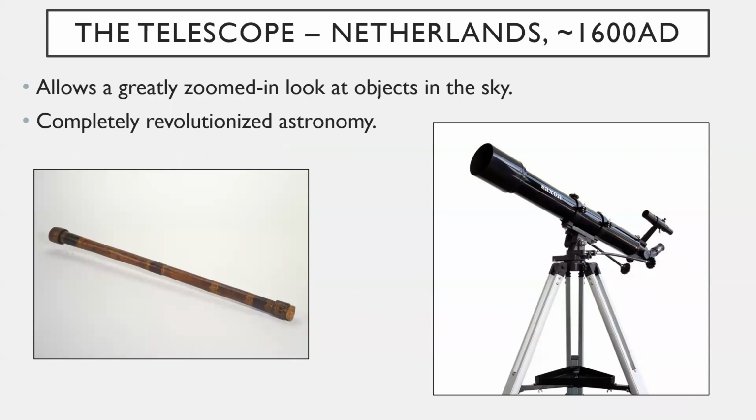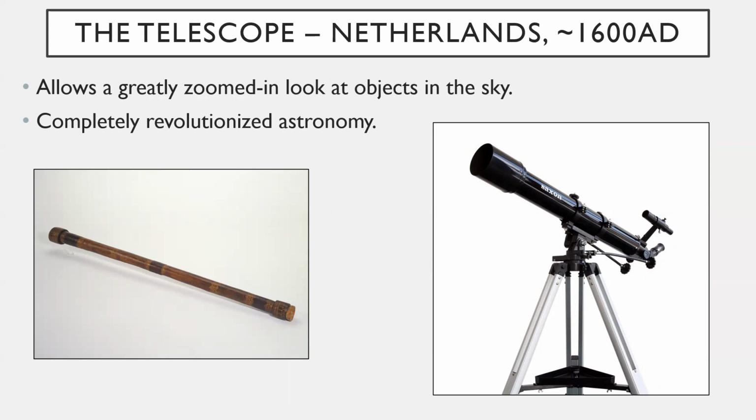All right, now for the big boy. This is the one we all really care about here. The telescope. This originated in the Netherlands around the year 1600 AD. That might sound like a long time ago, which, I mean, yeah, 400 years ago, sure. But it is a relatively new piece of technology that totally changed everything for us, of course.